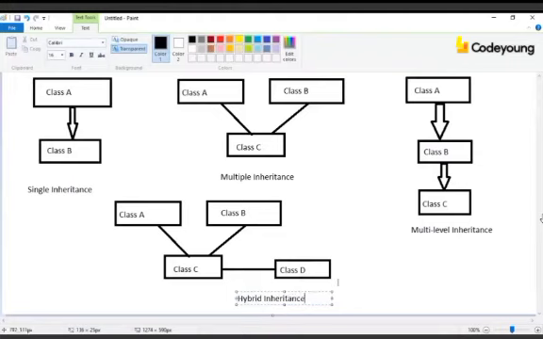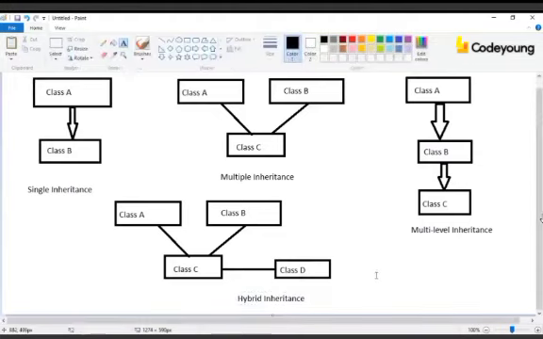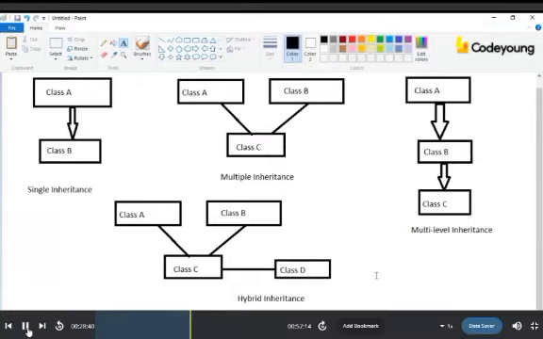So all these four types are clear to you? Yes, sir. All these four types are clear to you.